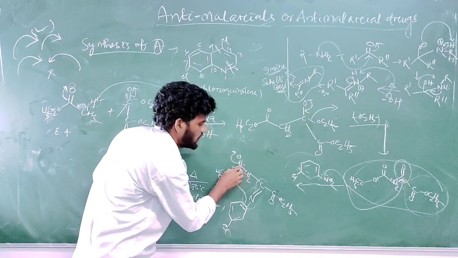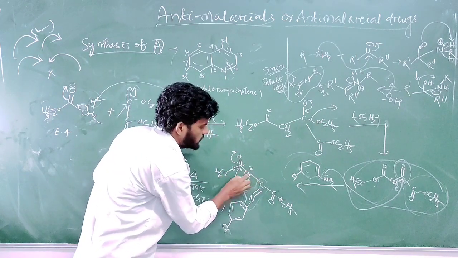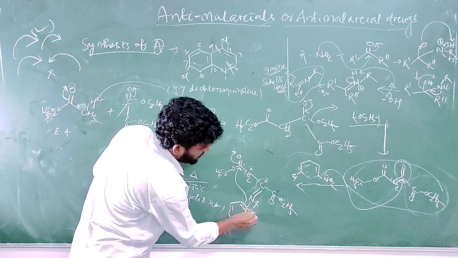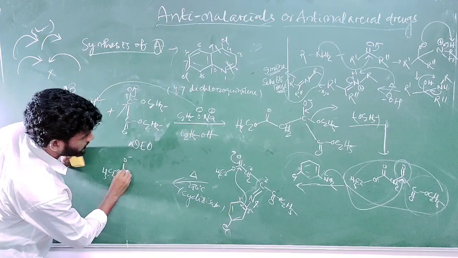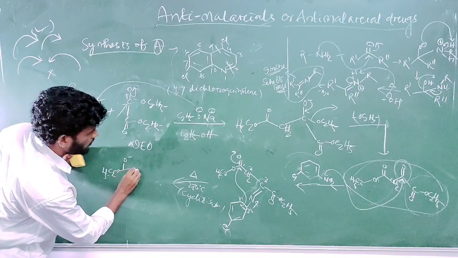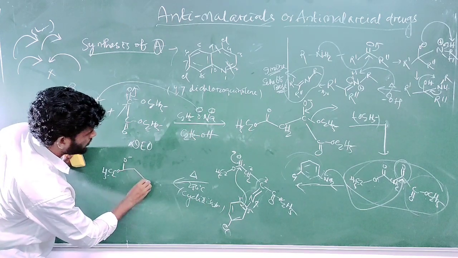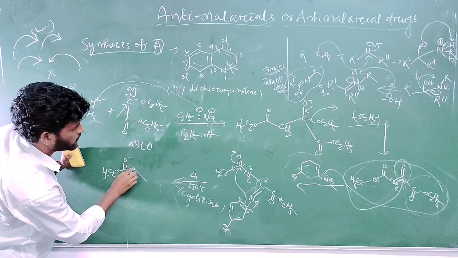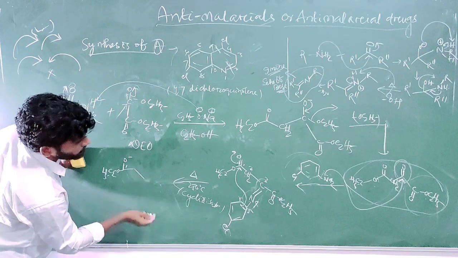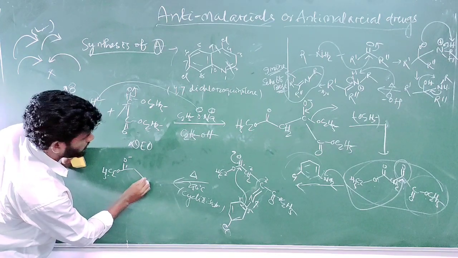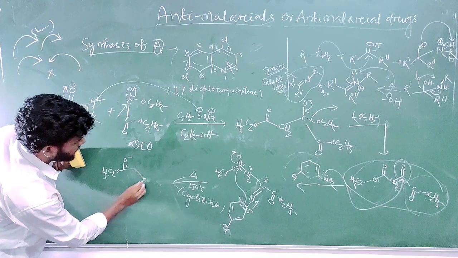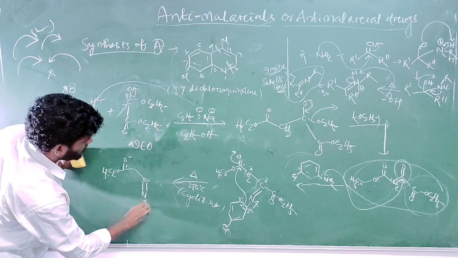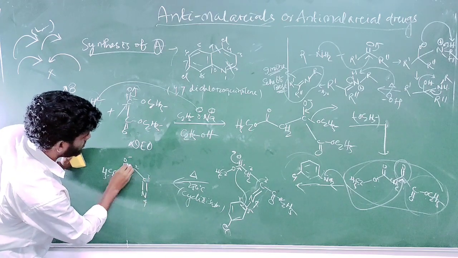Just numbering. This carbonyl is 1, this CH2 is 2, this is 3, this nitrogen is 4, this carbon is 5, then this carbon is 6. You have to draw a 6-membered ring. At 1 there is the carbonyl carbon, CH2 at 2, then at 3 there is the carbon atom attached to C11N, nitrogen is 4, 1 2 3 4.